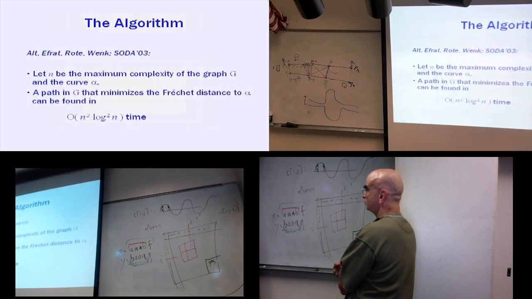In SODA 2003, we presented an algorithm for this problem. The runtime of our algorithm is order n squared log squared n, where n denotes the maximum of the complexities of the graph and the curve. Observe that this is only one log factor slower than the computation of the Frechet distance between two curves, although we solve a more complicated partial matching task.